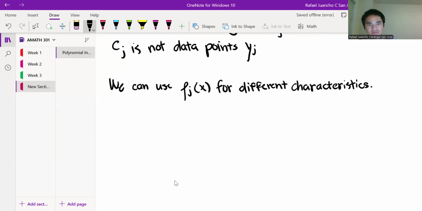So let's do an example. For example, we have rho j of x is x to the power of, oh my bad, not x naught, x to the jth.